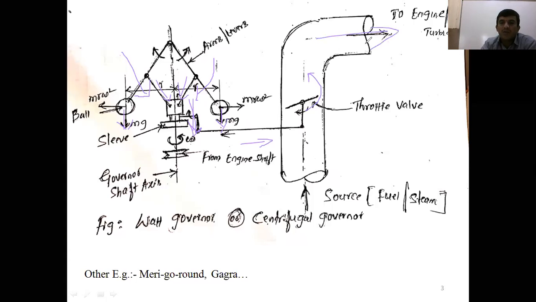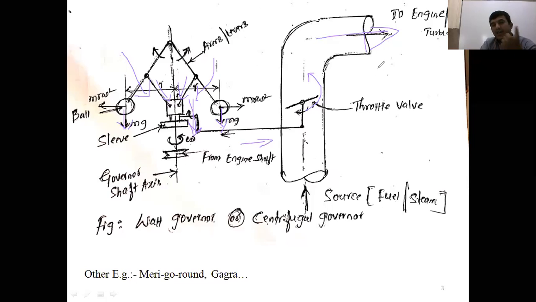Again, the power produced by the engine is more. That power and the crankshaft rotation also increase, and that is transmitted to the governor shaft. Our aim is to regulate the speed, or maintain the speed of the engine, whenever the load varies. This is how the Watt governor works. This is the working principle.